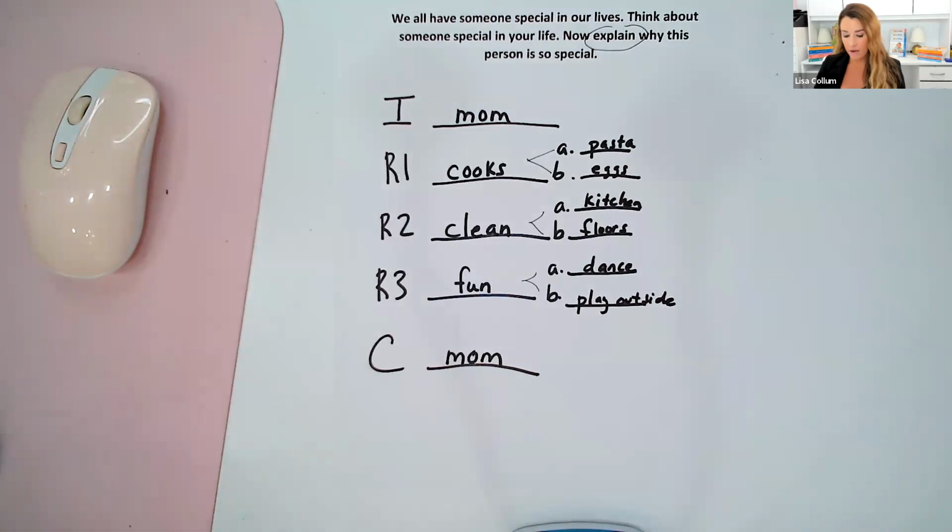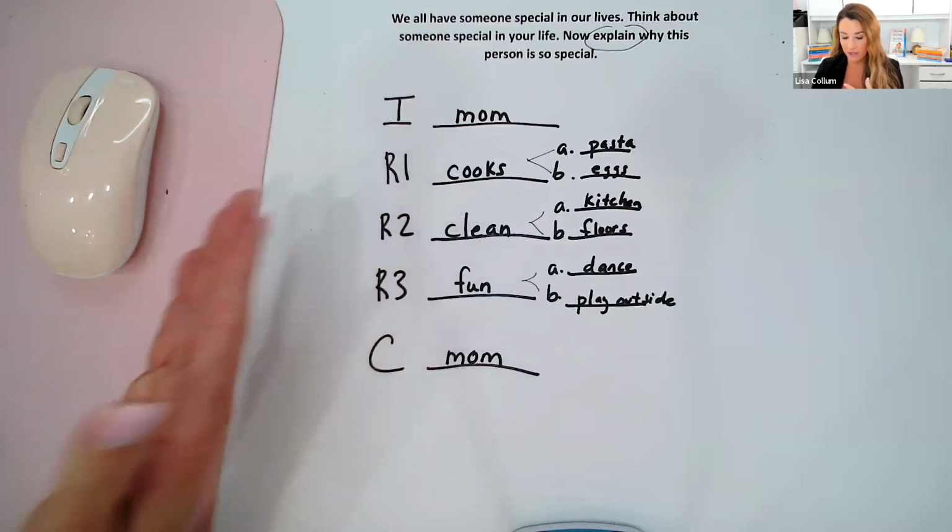All right. Now, I'm going to give you a few more seconds to finish this up because you should be writing about your special person and coming up with your three reasons and your A's and B's. If you have a folder, I want you to keep this in your folder because on Thursday, we're going to use this, except we're going to be writing our first paragraph.